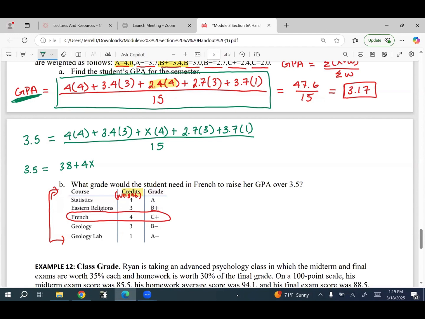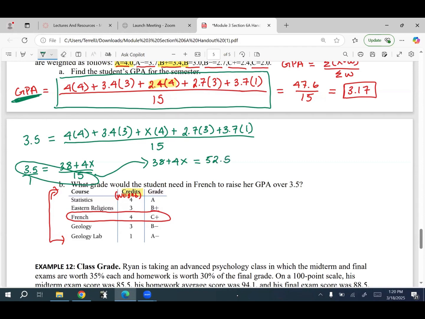Now, I want to solve, and I should put here divided by 15. I want to solve for x. In order to do that, I can say this is 3.5 over 1 and multiply diagonally. So multiply in this direction, 1 times 38 plus 4x is just 38 plus 4x. I'm going to do it over here. And then multiply diagonally in this direction, 3.5 times 15. If you multiply that, you should get 52.5.